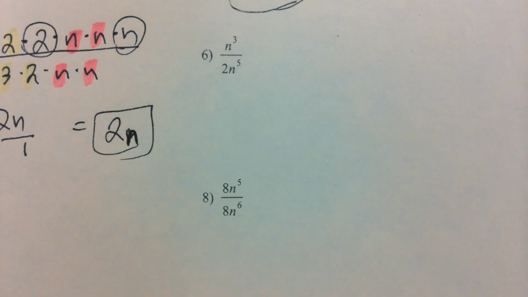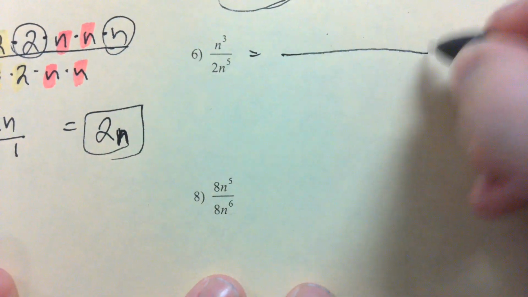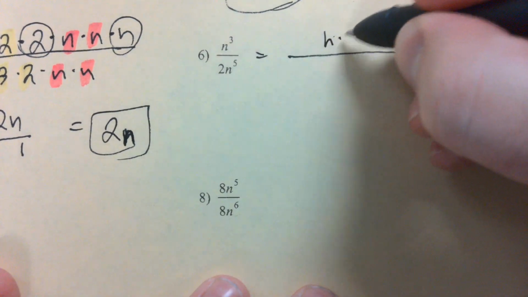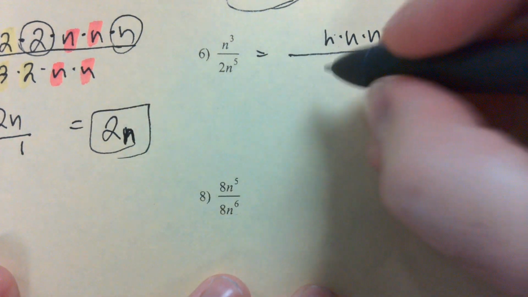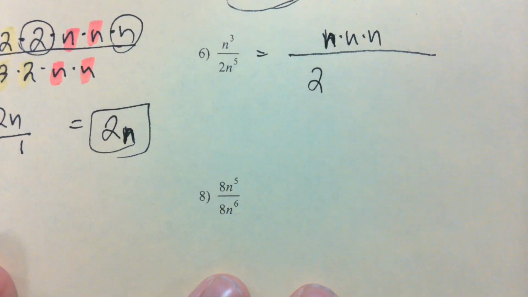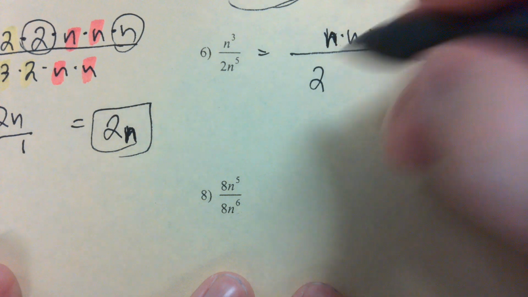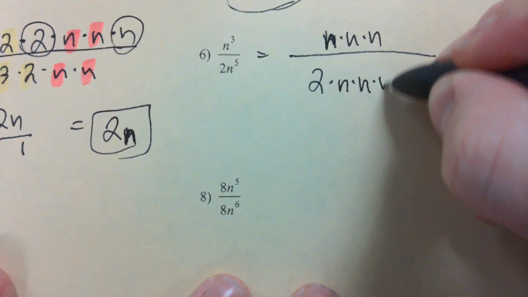Okay, number 6. How many n's are we going to have on the top? 3. 3 of them. N times n times n. Can we split 2 up at all? No. No, and we don't even have to because there's no numbers on the top for us to even cancel, so we'll leave it as 2, with 5 n's coming after that.